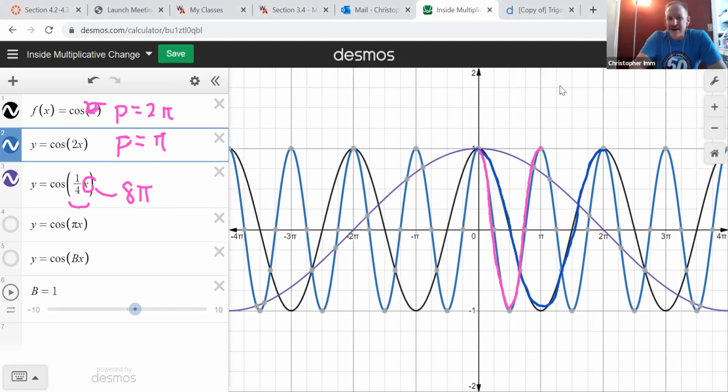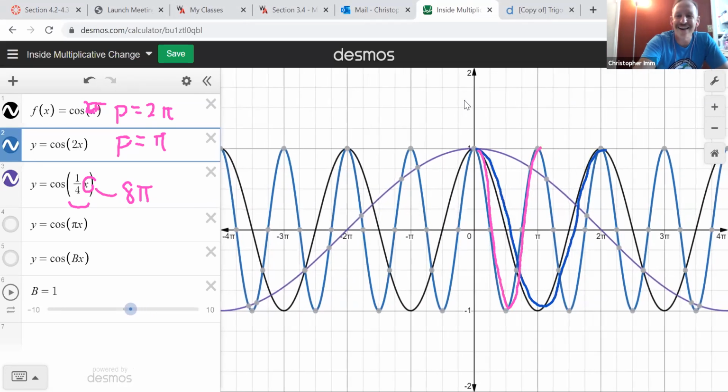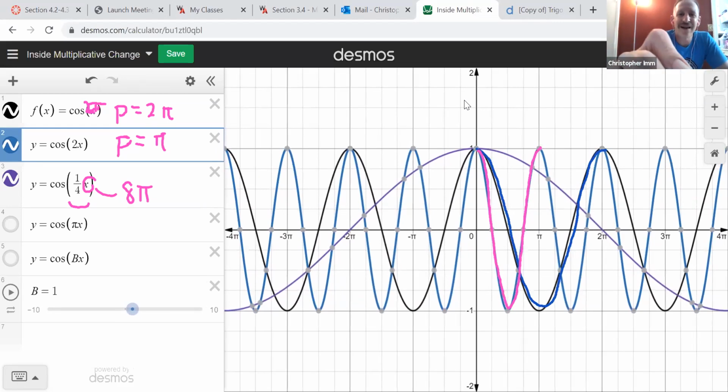What would the period of that graph be now? So can anybody help us out with the period? 8 pi. Yeah. So this thing is stretched out. Thank you for helping us out. This one's stretched out to 8 pi. You can see that I need to use that whole graph there just to get that one period in. So I go 4 pi to the left and 4 pi to the right. So this one has a period that's been stretched out by a factor of 4.